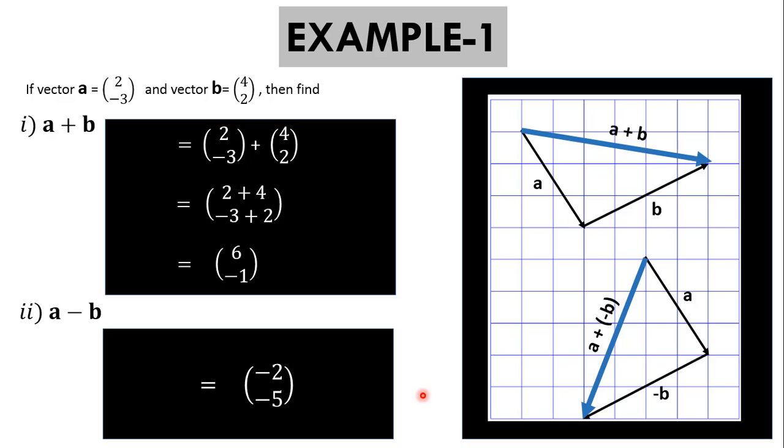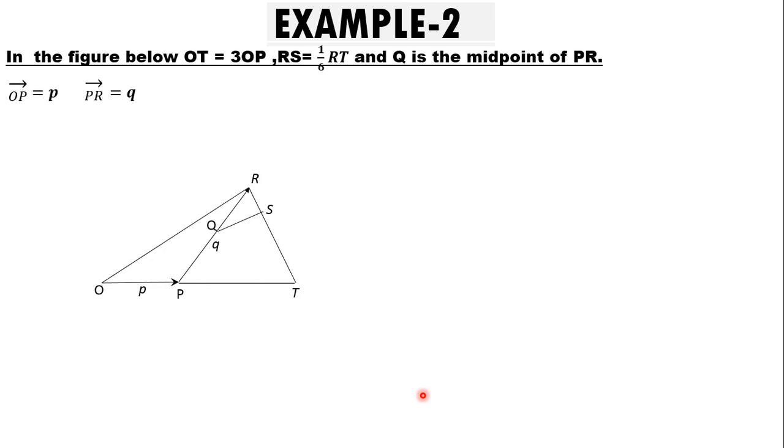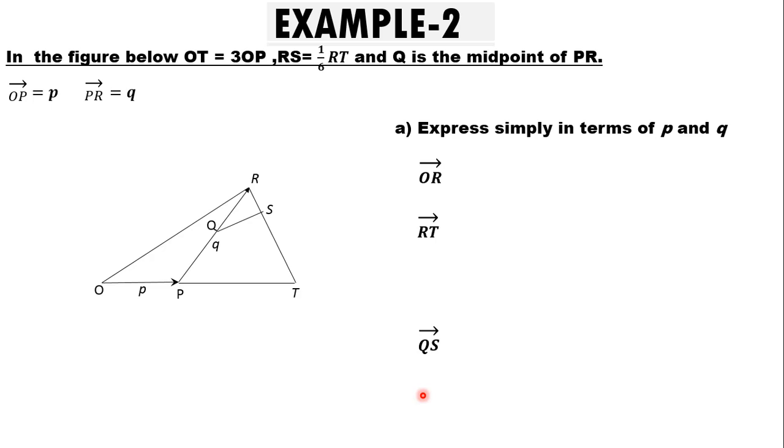Now let us move to example number 2, which I have taken from a past paper of the GCSE syllabus. Students, see what we are given in the question. In the figure below, OT is equal to 3 times OP, RS is 1/6 of RT, and Q is the midpoint of PR. OP is equal to P and PR is equal to Q. What we have to find: number 1, OR, number 2, the vector RT, and number 3, the vector QS.